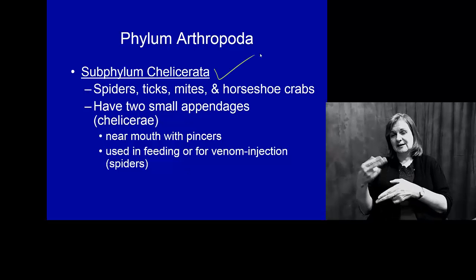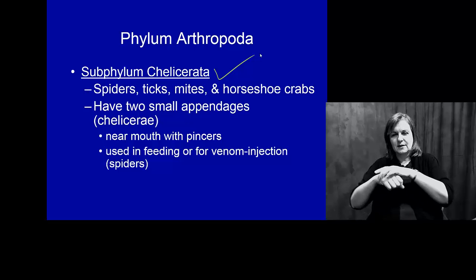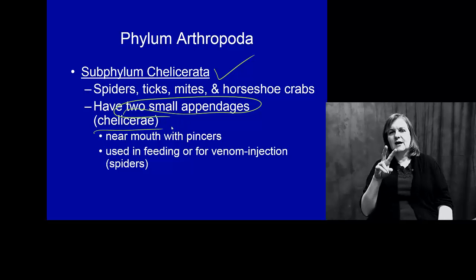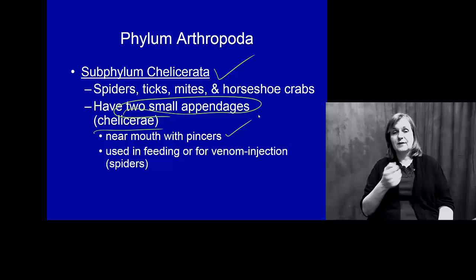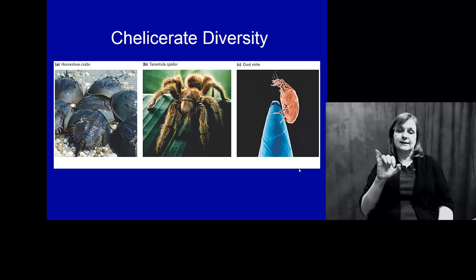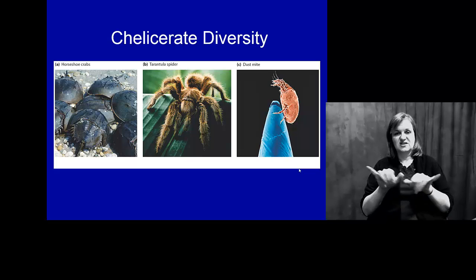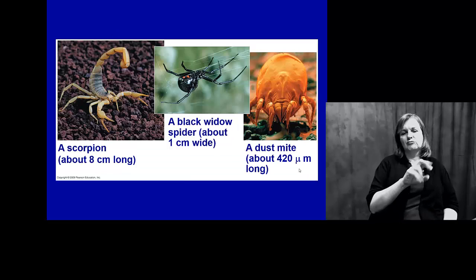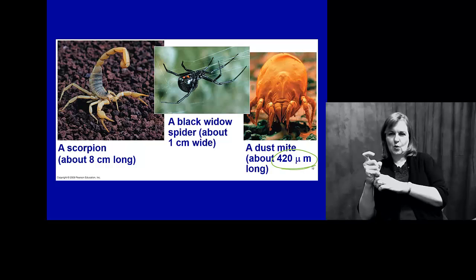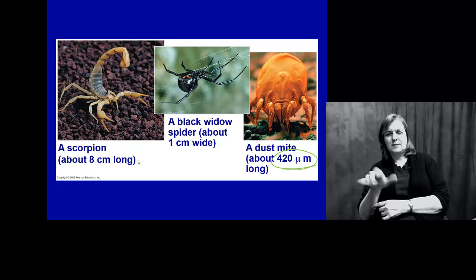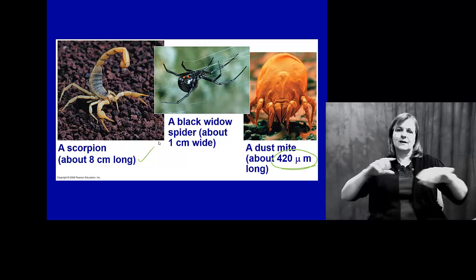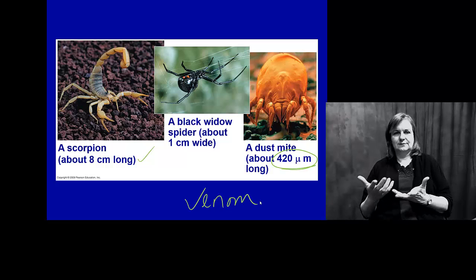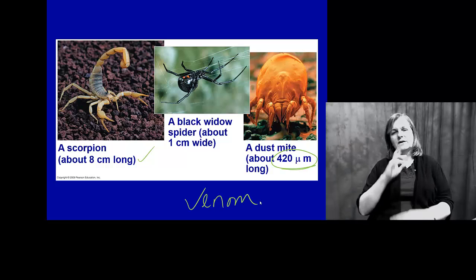Chelicerata, or our subphyla that includes our spiders and ticks and so on. They're named this because they have two small appendages, chelicerae, that are actually near the mouth and have pinchers, and many of them are venom-based. So, a couple of examples of our chelicerates. Now, they also range in size quite significantly. Look at our dust mite here, only 420 micrometers. Versus our scorpion, 8 centimeters or so long. Now, we are certainly not looking at giant organisms here, but when you bring venom into the mix, this becomes a much more serious sort of encounter, right?